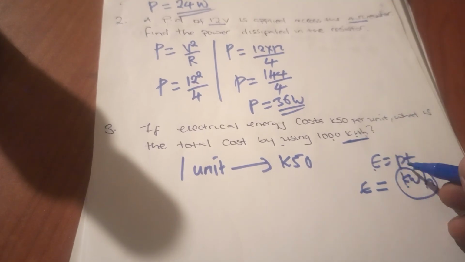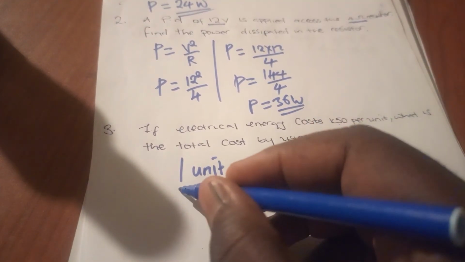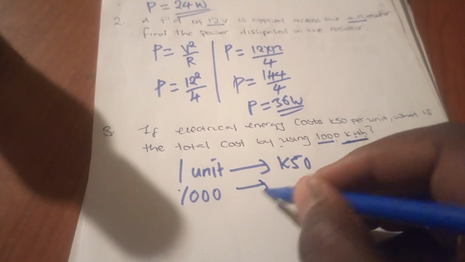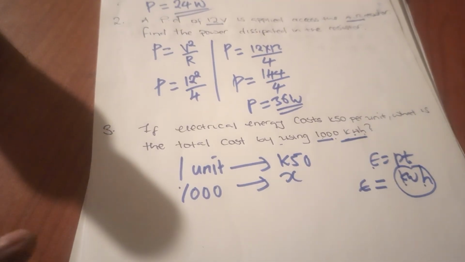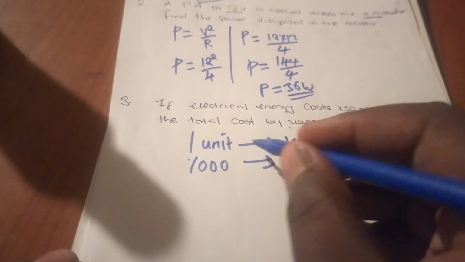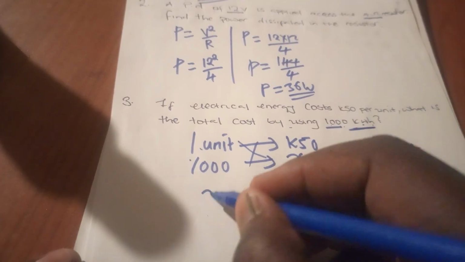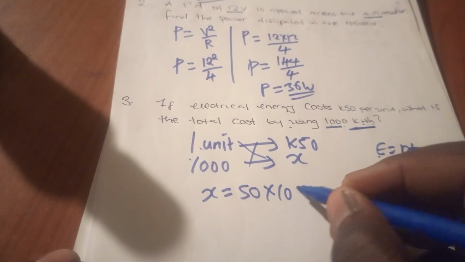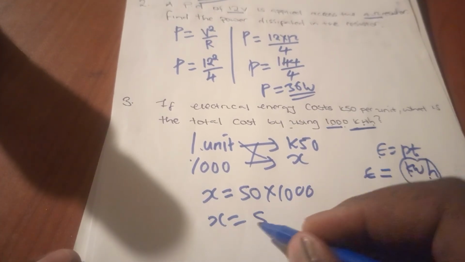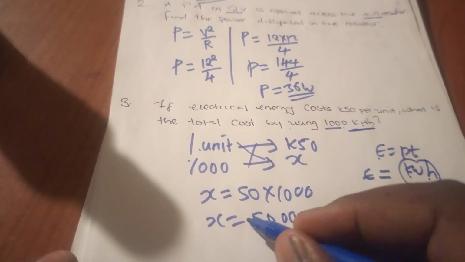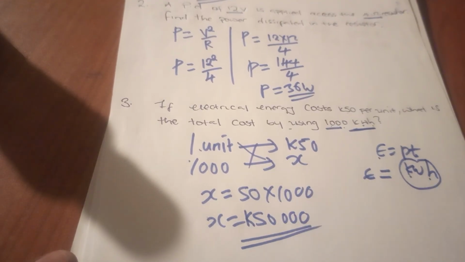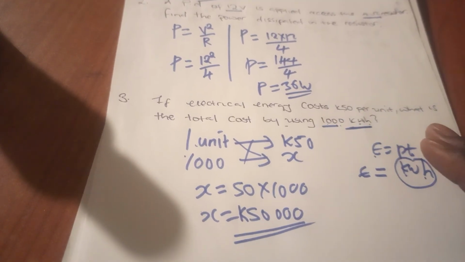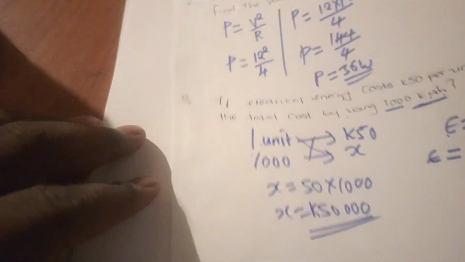So energy will have, which is 100. So I'll put here 1,000, which is my energy. Then the amount is x, which means I need to find x here. So cross multiply. So 1 times x will be x is equal to 50 times 1,000. So x will be 50,000 kwacha. So this will be the amount of money that's needed in this question. Okay, so I'll go to the next question, question number 4.